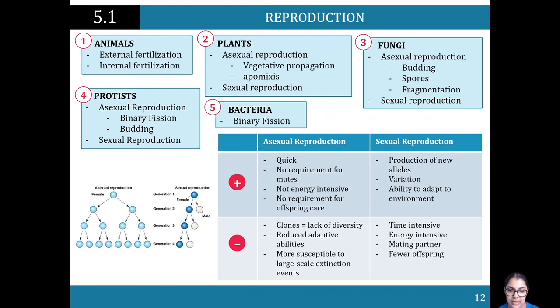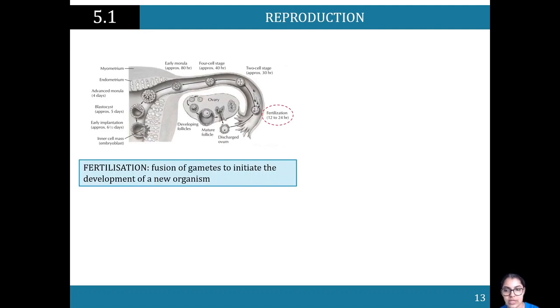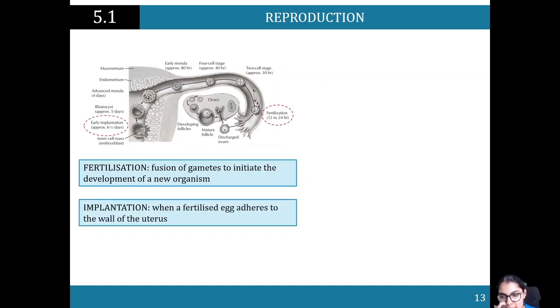Okay, here we go. Now let's have a look at reproduction in mammals. So this is where we would look at the process of fertilization and implantation. You want to know what those processes are, and you want to know the structures that are involved. So fertilization is the fusion of gametes to initiate the development of a new organism, right? And it takes about 12 to 24 hours, and this is where fertilization is the fusion of the egg and the sperm.